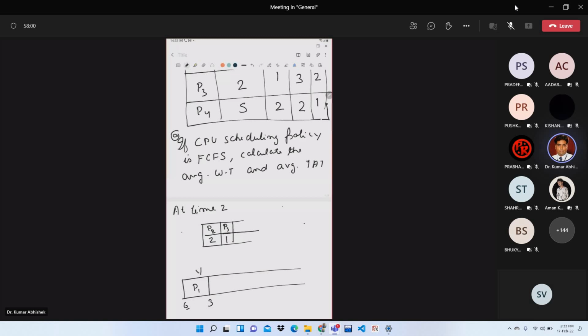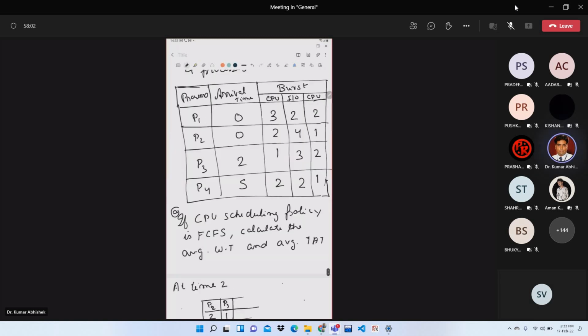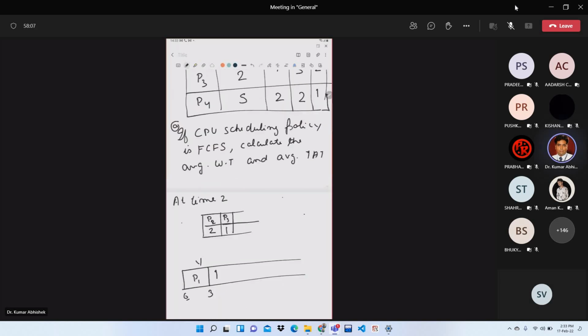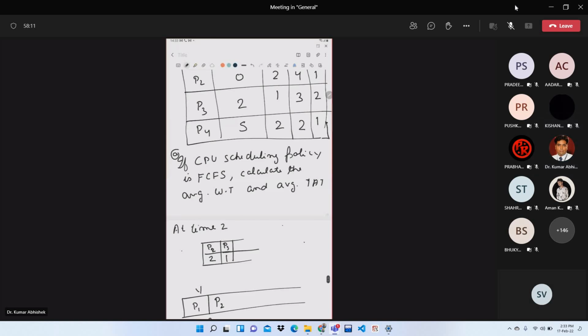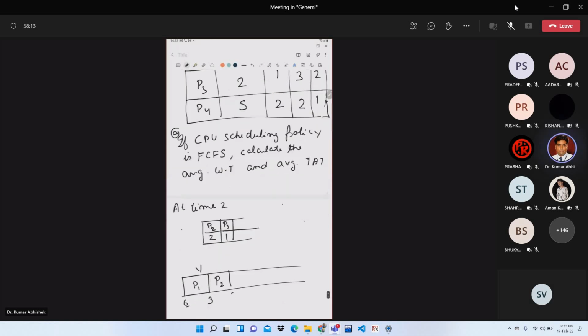And what is P4? P1 goes to wait state. Okay, so what will execute now? It is FCFS, so P2. P2 will execute till 5. What happens at time 5?